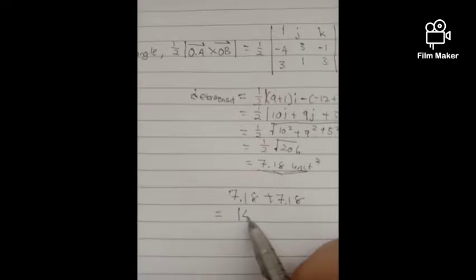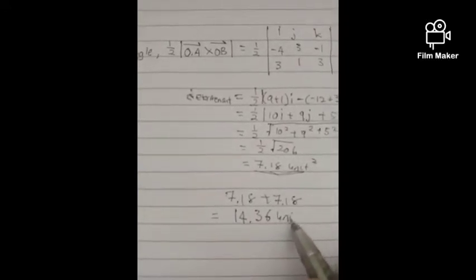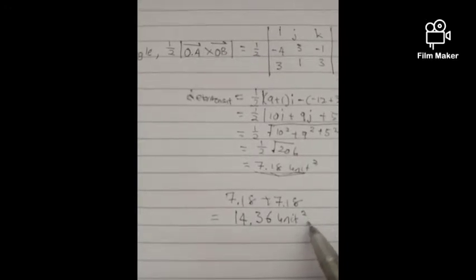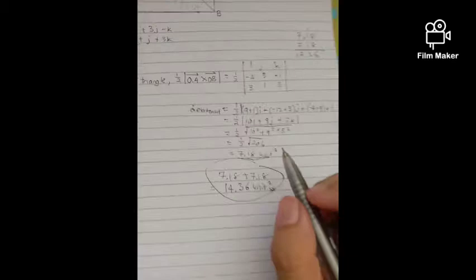And so the final answer is 14 units. Okay, and that is how you use vector in carpentry.